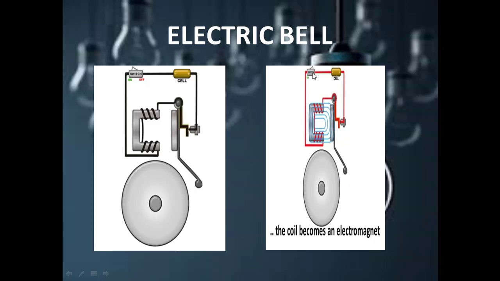Whenever the switch is in on position, the circuit becomes complete. Hence, as per our concept, current flows through the circuit and what happens? This screw comes in close contact with the metal strip and this makes the hammer, which is attached to the metal strip, go and hit strongly on the gong. So it produces a ringing sound. Whenever there is a complete circuit, current flows through the circuit and this hammer goes and hits the gong, producing a ringing sound. So this is the function of an electric bell.